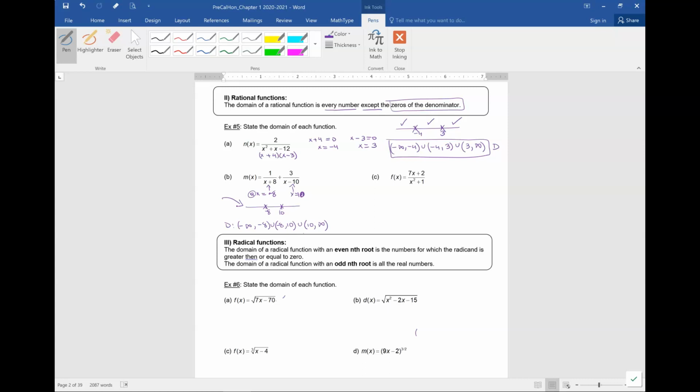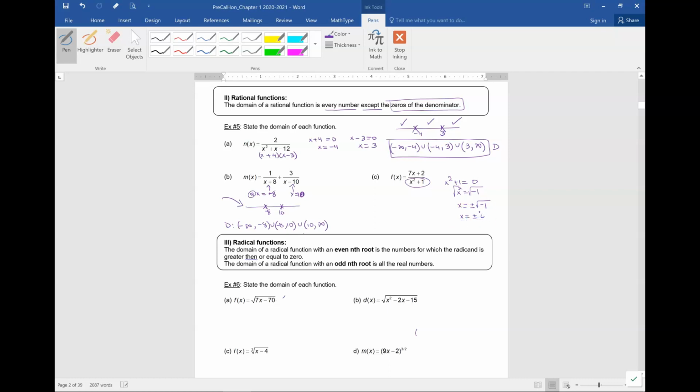Okay, let's take a look at this next one. Let's see where this denominator is equal to 0. Okay, we subtract 1. X squared is equal to negative 1. Take a square root, take a square root. X is plus or minus the square root of negative 1. X is plus or minus i.